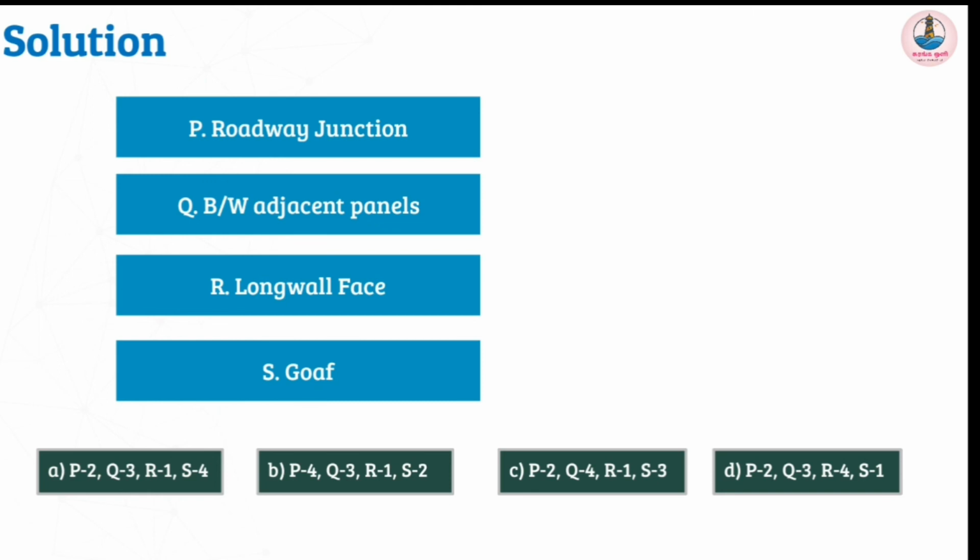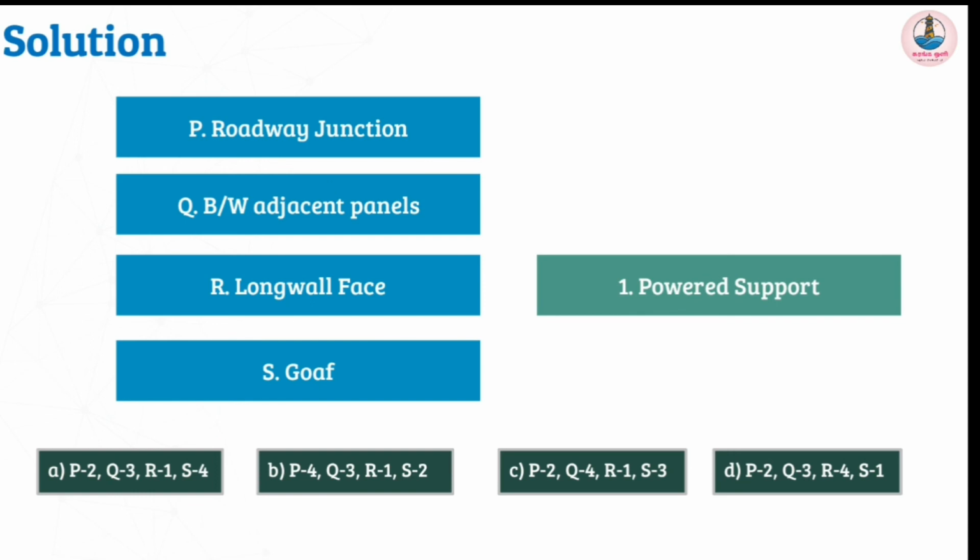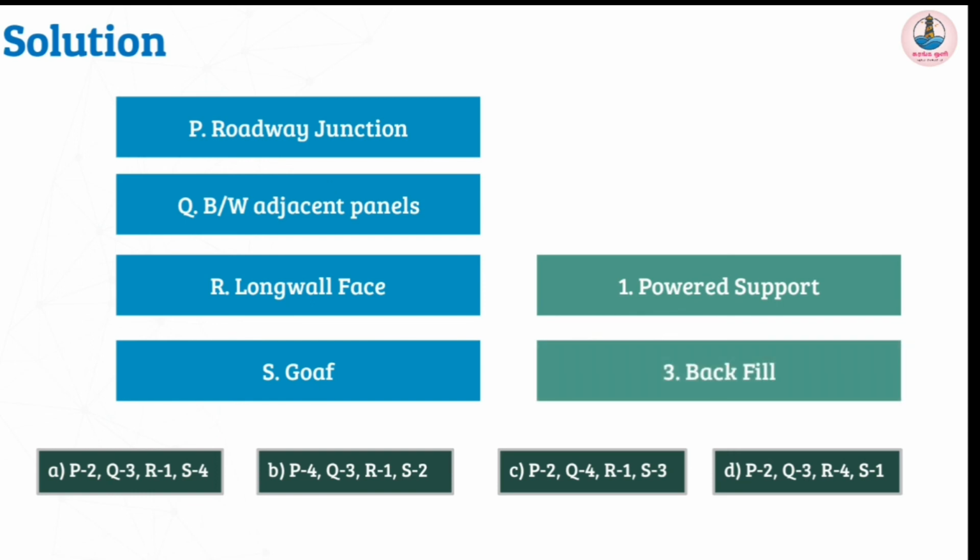When you are answering match the following, my suggestion is don't go by the options. It will confuse you. First match the ones that you know correctly. Then look into the options, and you will find the answer. In this case, for longwall support from the given matches, I am sure that it is powered support. And in the goaf area, we are backfilling. So these two matches I know correctly. So I am checking with the options given at the bottom.